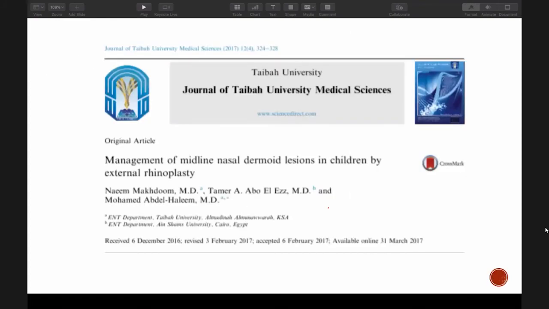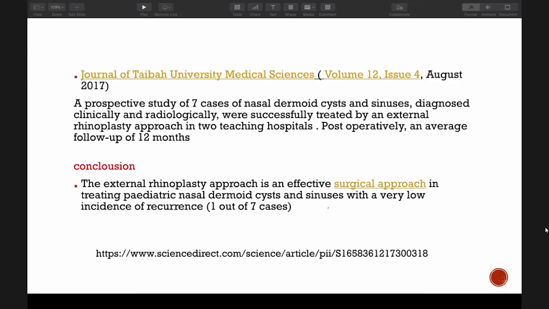Here, in this journal, we can find the management of midline nasal dermoid in children by external rhinoplasty done at a university. They used 7 cases of nasal dermoids, and the surgical approach was external rhinoplasty. They found that out of these 7 cases, only 1 had a recurrence. So it is highly recommended to do the external rhinoplasty.